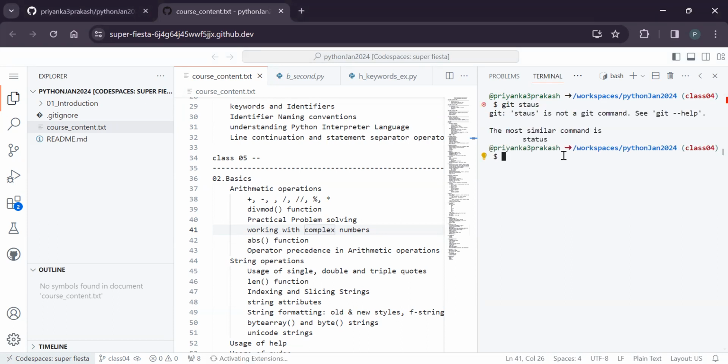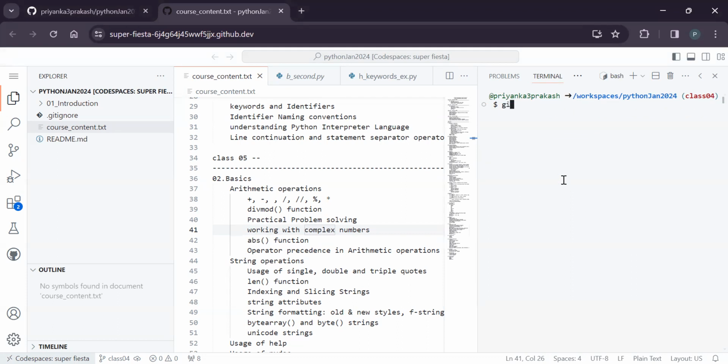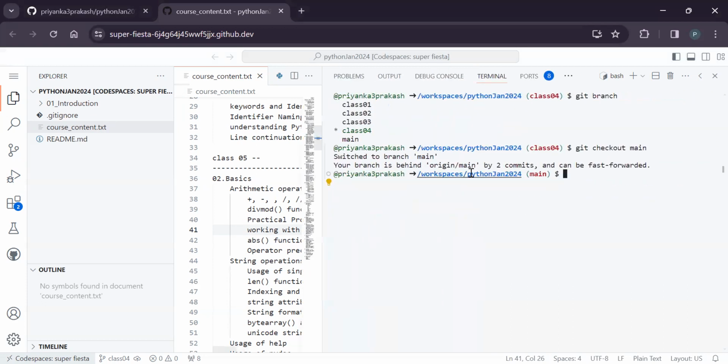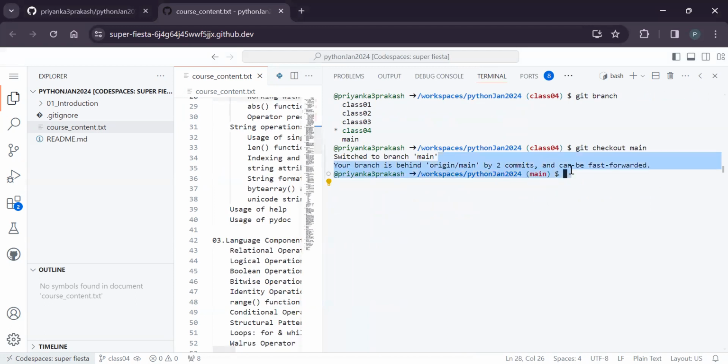So, git status. So we are on class 4. Git branch. We are on class 4. We need to check out to main. Git checkout main. Whichever is our default branch, we should go there. And what it is saying is that it is 2 commits behind.